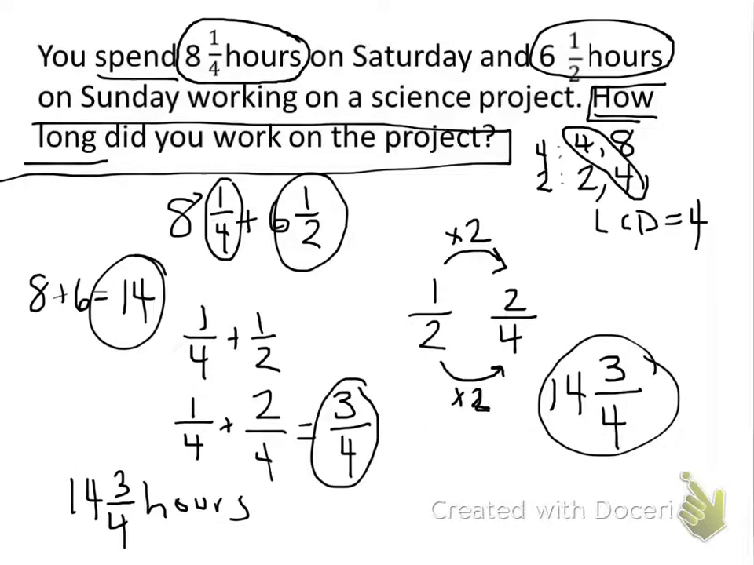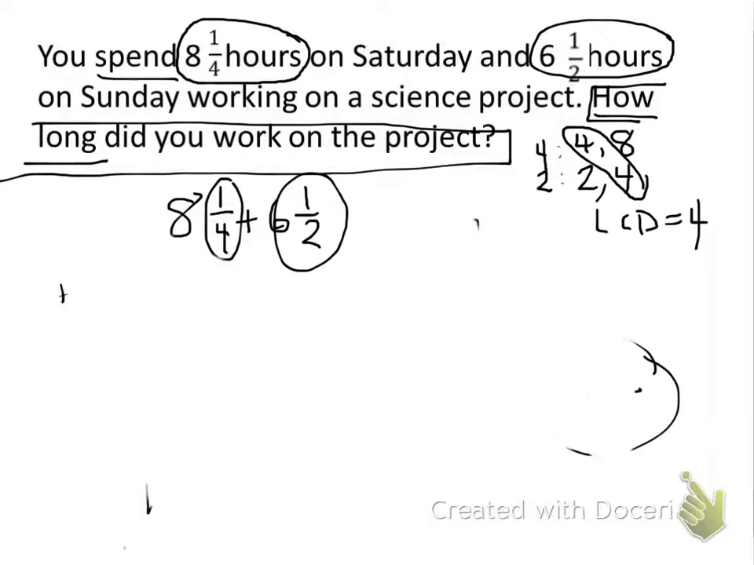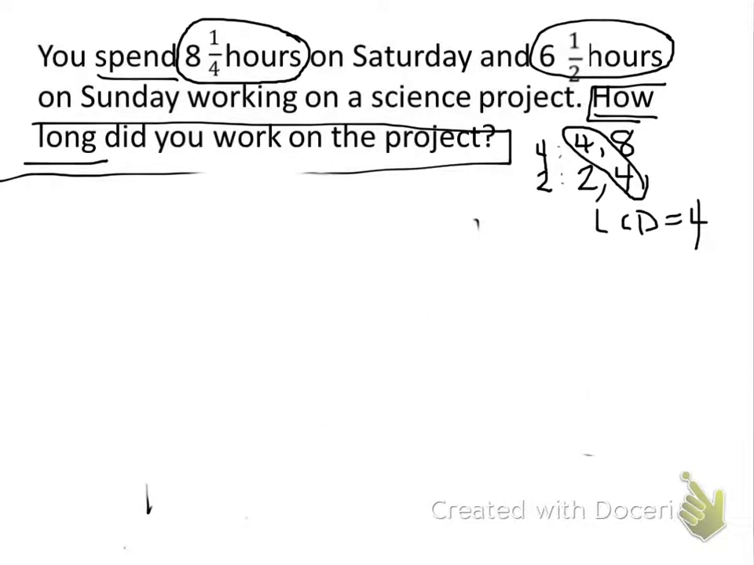Okay team, so that was option 1, where we added them separately. Option 2 is to convert them into improper fractions. I'm going to erase what I've done here so that I have space to write it. You need to write this in your table on the right hand side of your guided note.